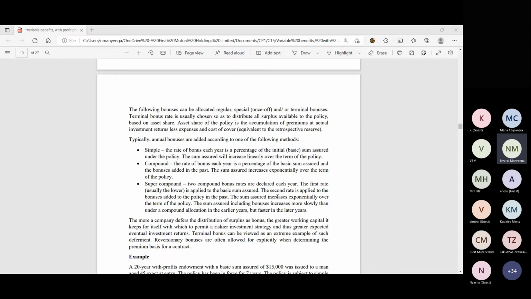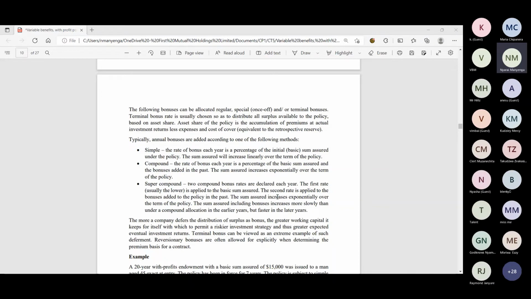Or it can be a special or once-off bonus where, for example, you can relate to our situation here in Zimbabwe, where we experienced the currency reforms, where we moved from USD to the Zimbabwe dollar. There were some special revaluation gains that were awarded to policies at that time, which were just a once-off bonus that was attached to the benefits of individuals.